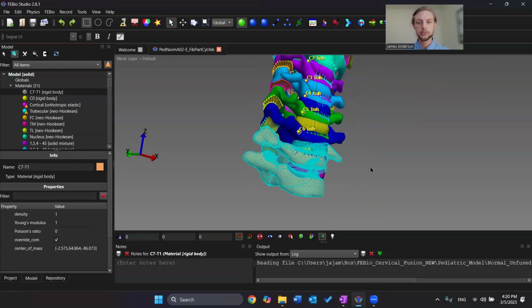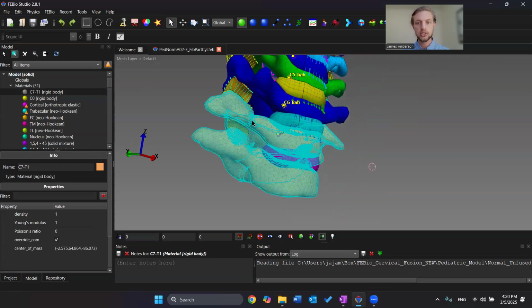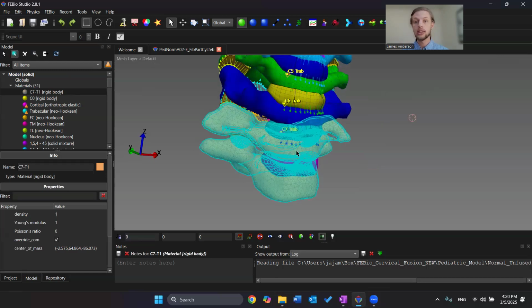And notice there are 2 bones, C7 and then T1 on the bottom, and they are defined to be part of the same material. This material is a rigid body, which means there is zero deformation, and so there will be zero deformation between them as well. They are locked in place relative to each other.